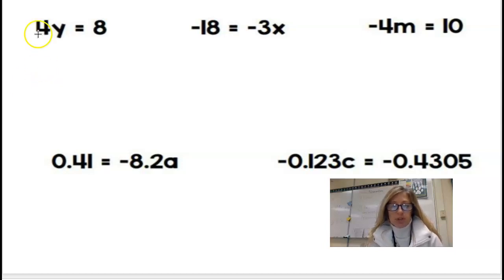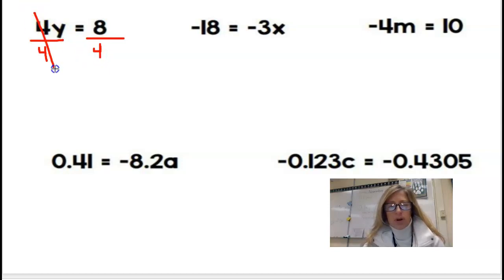So in this first equation right here, I know 4 is being multiplied by y. The inverse of multiplication is division. So we're going to divide both sides by 4. Beautiful. This is a nice easy one.